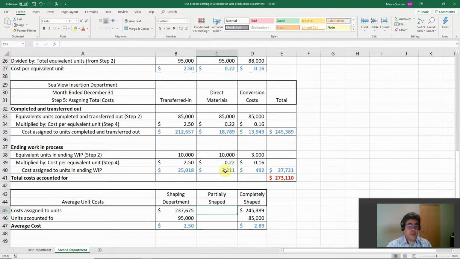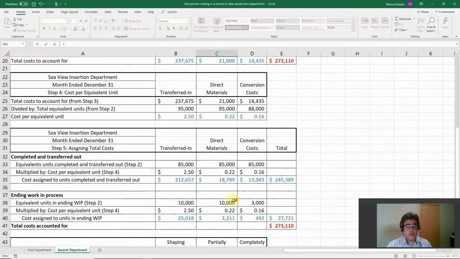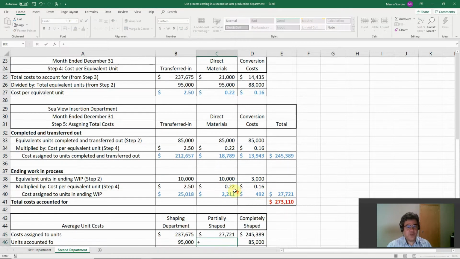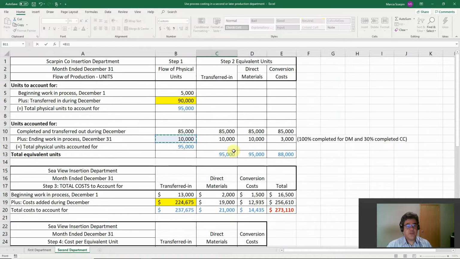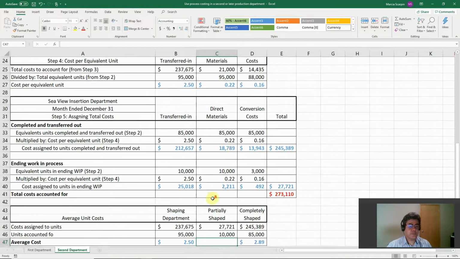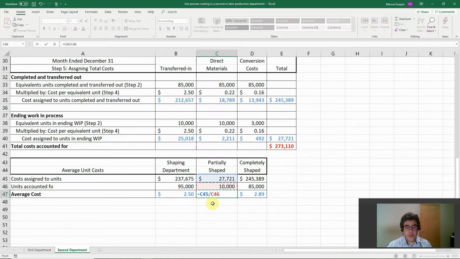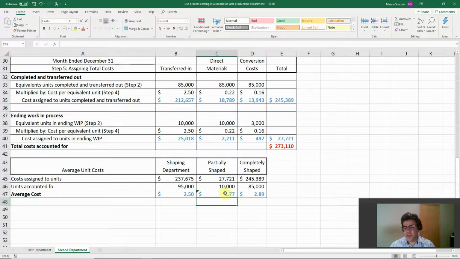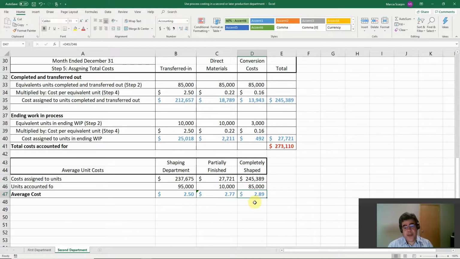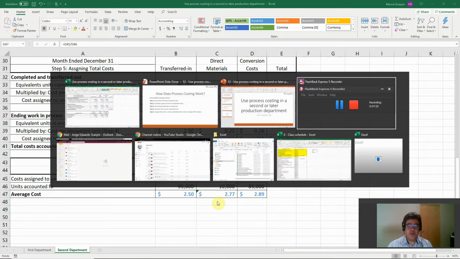And what about the partially shaped, or the partially produced? The work in process, 27 units, 10,000 units in work in process. And then our average cost will be 2.77. So we need to add a little bit more cost here. If we compare the partially finished with the shaping department, it's better. We added 27 cents. However, we need to add 12 cents more. Okay, guys, so this is the second department.